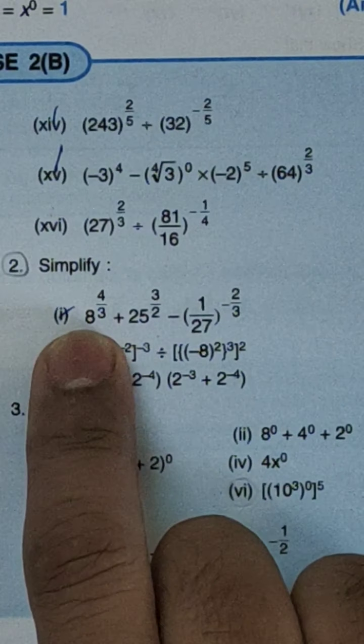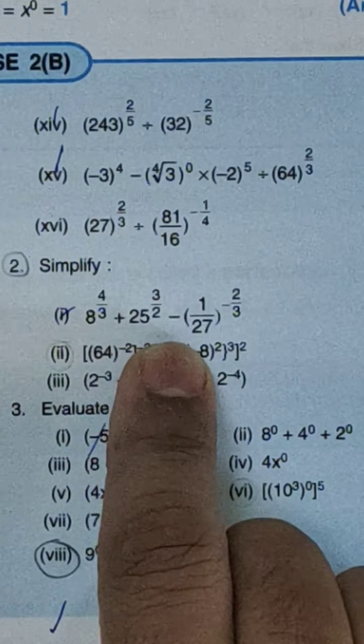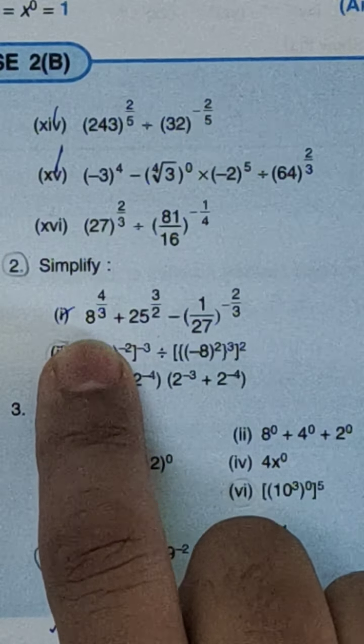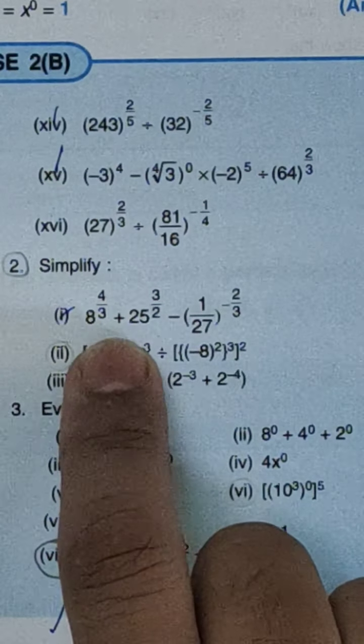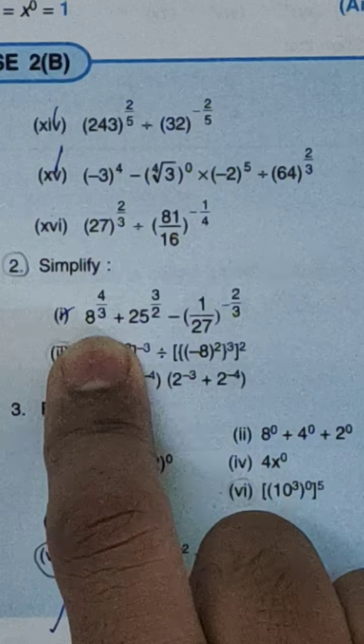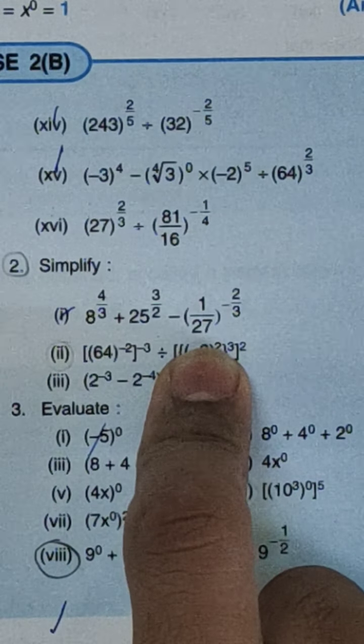Simplify. 1. 8 to the power of 4 by 3 plus 25 to the power of 3 by 2 minus 1 divided by 27 to the power of minus 2 by 3. Here convert all the numbers of bases into the powers. 8 can be written as 2 to the power of 3, 25 can be written as 5 square, 27 can be written as 3 cube.